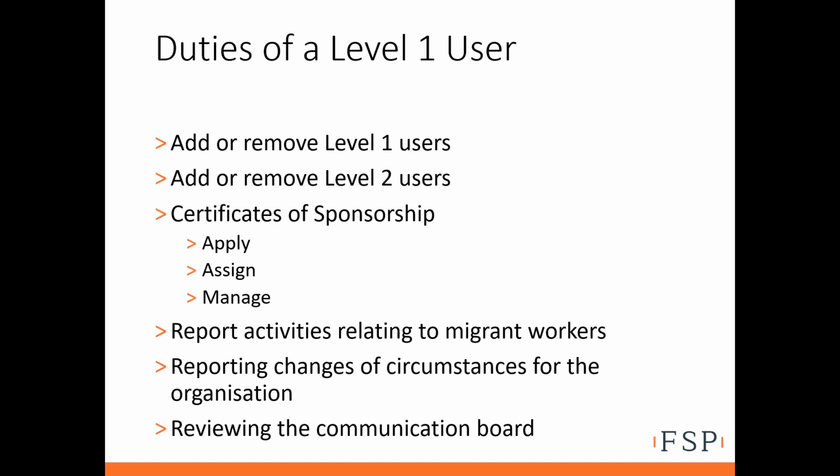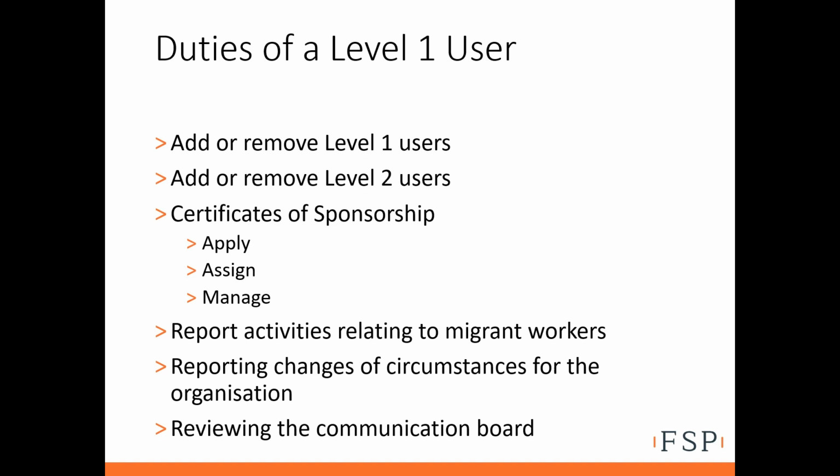Level 1 users are also responsible for certificates of sponsorship. As mentioned in our Introduction to Sponsorship webinar, a certificate of sponsorship must be assigned to a migrant worker in order for the company to sponsor them. The migrant then uses the certificate of sponsorship reference number when applying for their visa to confirm their sponsorship and their eligibility for the sponsored visa. Level 1 users need to be involved in this process as they need to apply for an appropriate certificate of sponsorship, whether for overseas migrants or those who are already in the UK, and then assign these to the relevant migrant by inputting their personal details.